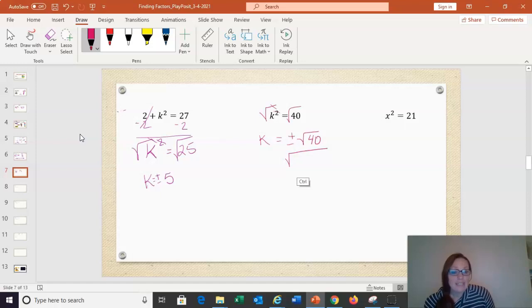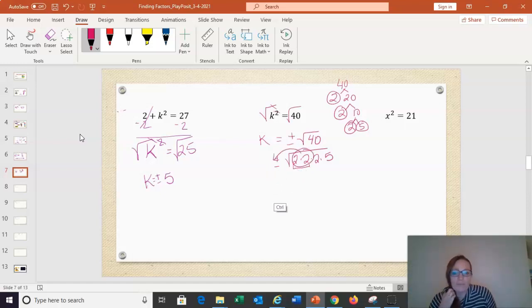We're basically going to break down 40, and you can do a factor tree if you want. 40 is 2 times 20. Remember doing this? And then 2 times 10, and then 2 times 5. So you go down until you get all of those prime numbers, and then we list them out. There are three 2s and one 5. Remember, we're looking for pairs of numbers. It looks like we have one pair of 2s, so that means it's going to come out. So we're going to have plus or minus 2 root 10.